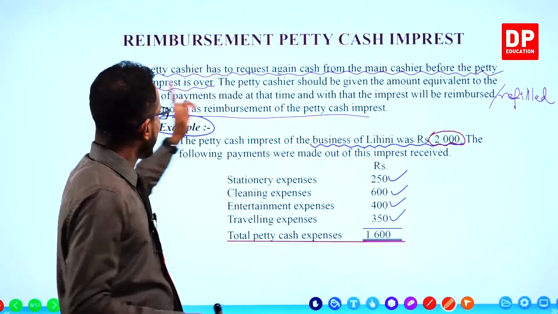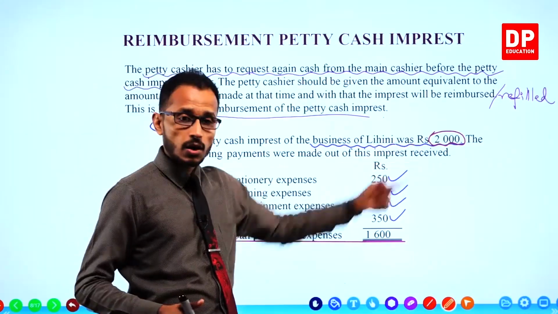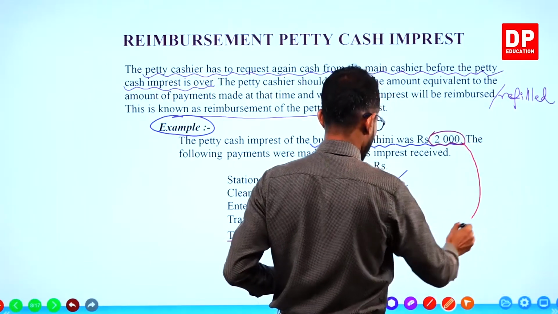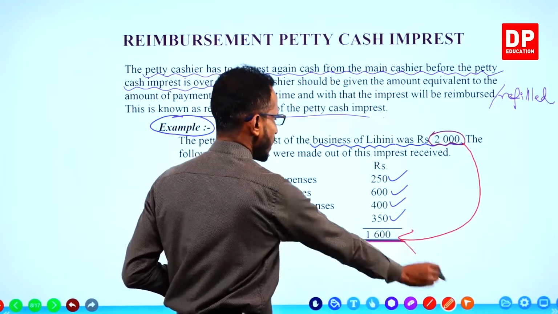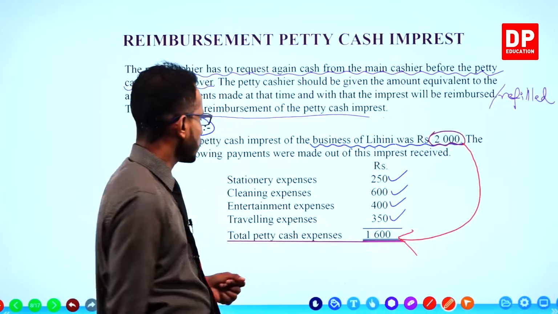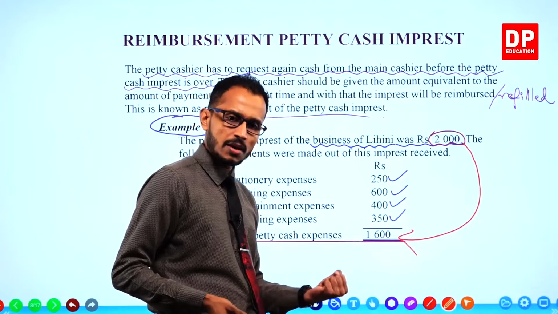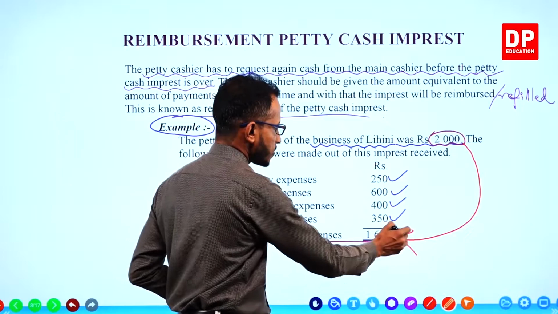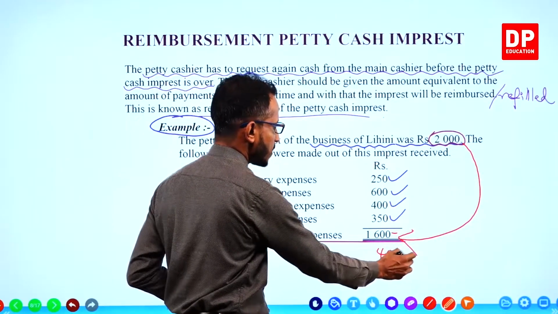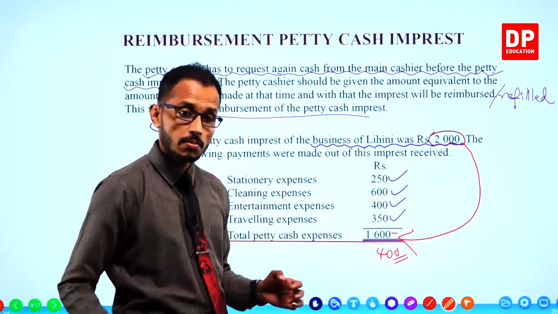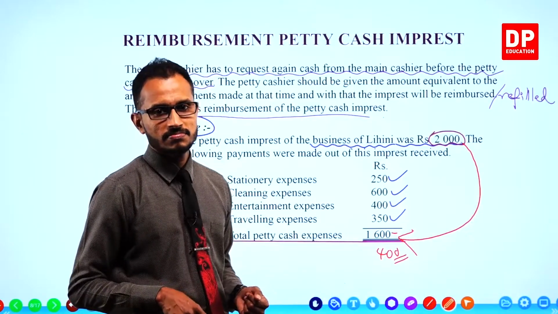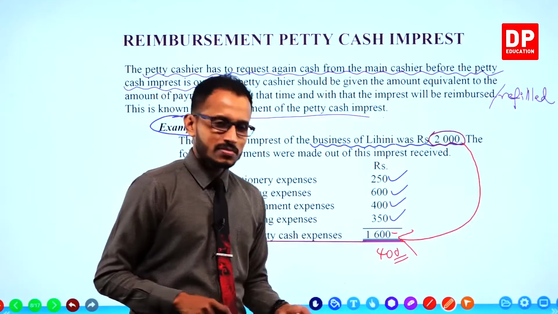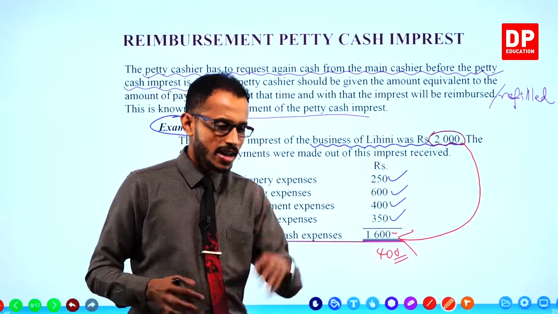Very simply saying, children, if the petty cash imprest is 2,000 and out of that 1,600 is spent, what is the balance? Remaining amount from the imprest. 2,000 minus 1,600, it is 400. This is the petty cash balance at the end of the month. Clear? Which means the petty cashier still has 400 at hand.